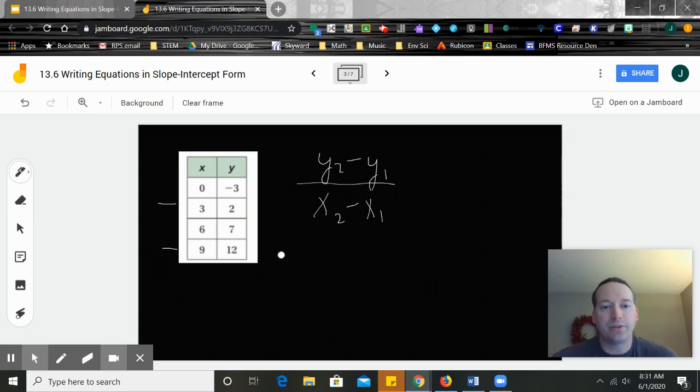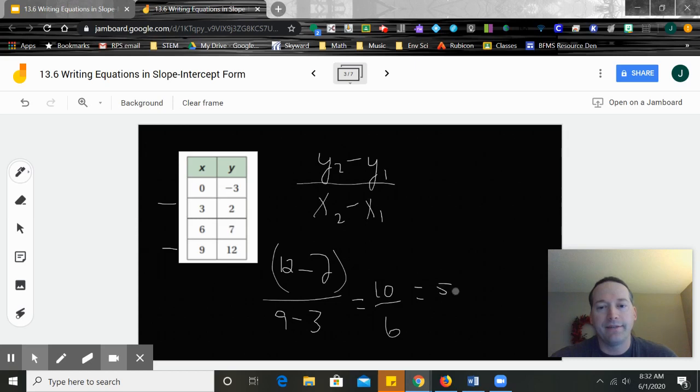So y2 minus y1, so that's going to be 12 minus 2 over 9 minus 3. Okay, so 12 minus 2 is 10. 9 minus 3 is 6. Oh no, it's not going to simplify to an integer. So what? Simplify it down as far as you can go. 10 over 6 simplifies down to 5/3. Okay, so our slope is 5/3. So y equals 5/3, helps if I write a third. So y equals 5/3 x.